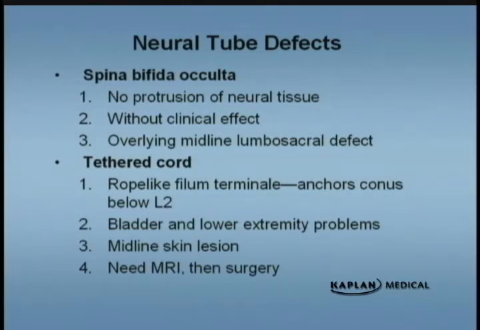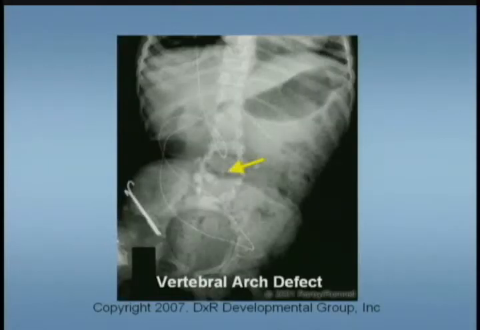Tethered cord means that the filum terminale of the spinal cord is basically anchored and can cause some problems. It can cause bladder problems and lower extremity problems. You will also sometimes see the midline skin lesion. These patients will need an MRI of the spine. That is the best test, and it really delineates the tethered cord, and then they would need surgery to release it.